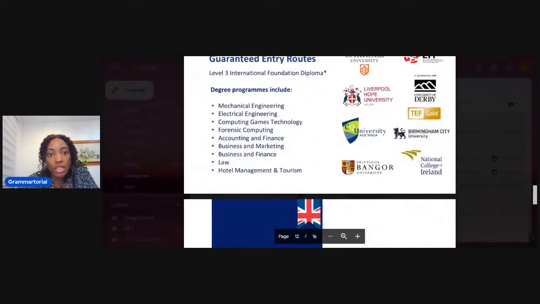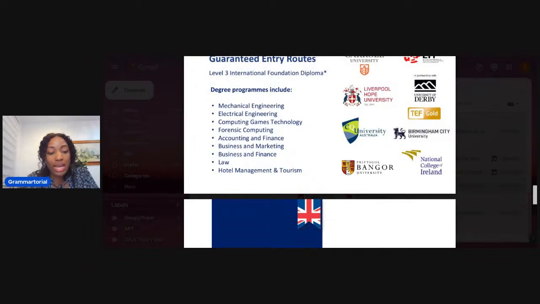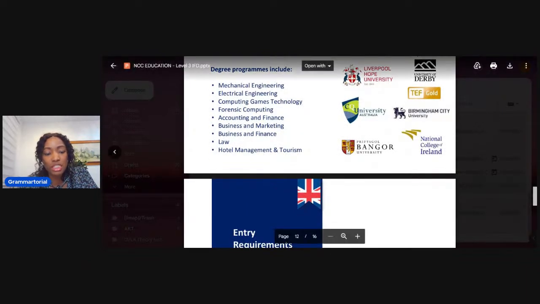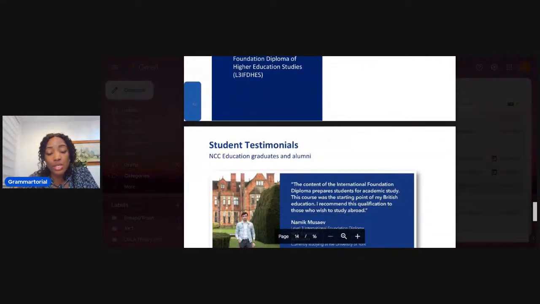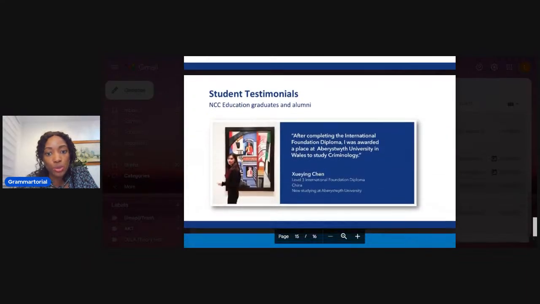So the different pathways for the level 3, the different pathways that you could follow, like I've said so many times, and I will repeat again, is you could go through mechanical engineering, electrical engineering, computing, forensic computing, accounting and finance, business management, law, hotel management and tourism. You could get on the health and sciences courses, nursing. That is when you're applying for your undergraduate degree, you could get into all these different courses. It's not limited to only those that are there.